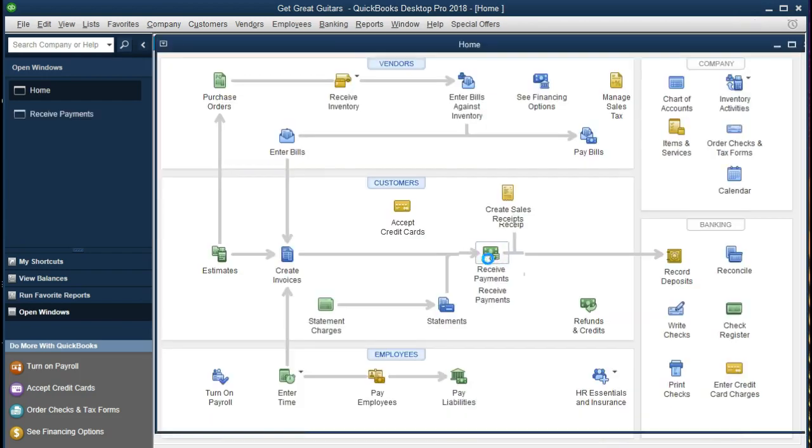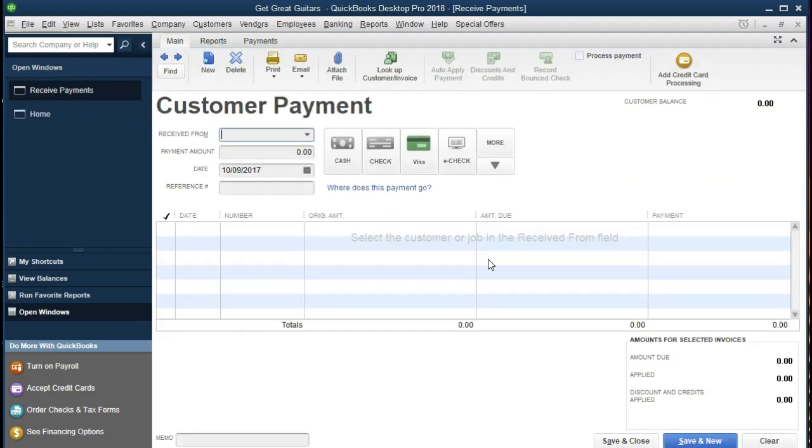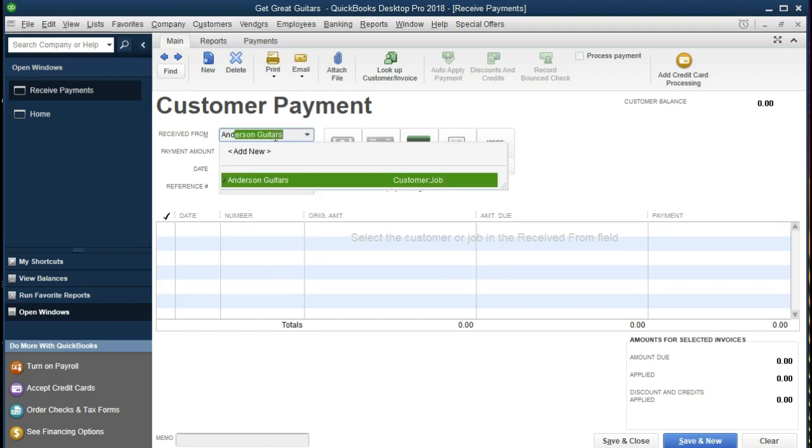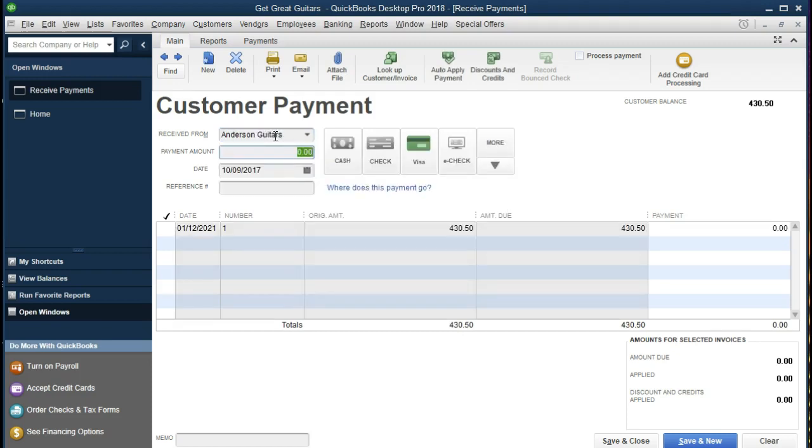So you're imagining we got a payment in the mail here. We got a payment in the mail, and it was from Anderson Guitars. So I'm going to say that's the customer that we have here. So here's Anderson Guitars. We could just type it in there though. I'm going to start typing Anderson Guitars and then tab, and I would get used to that tabbing through.